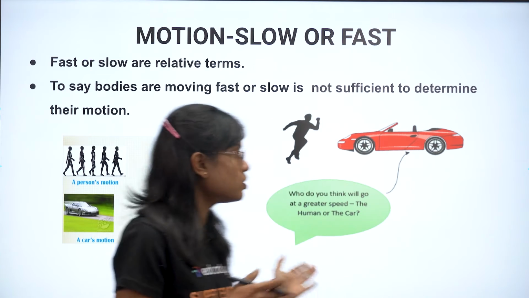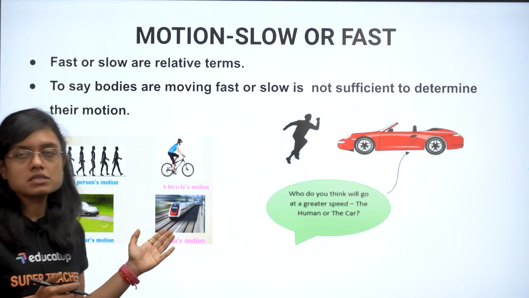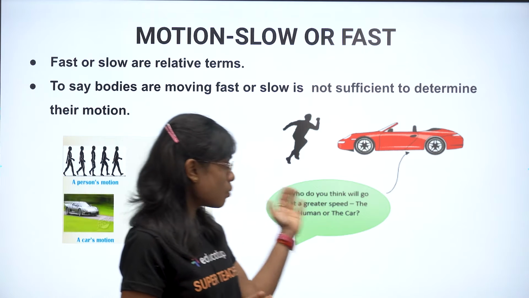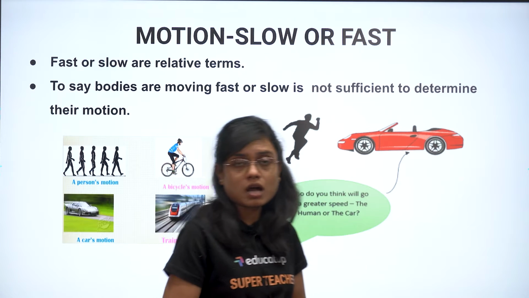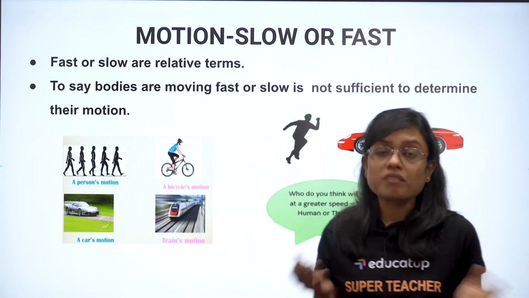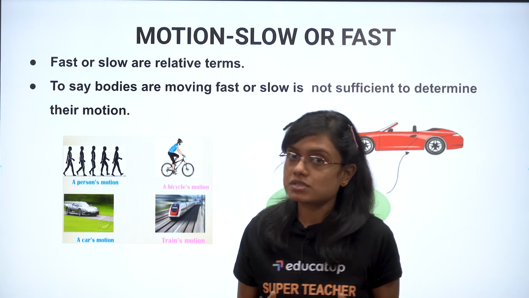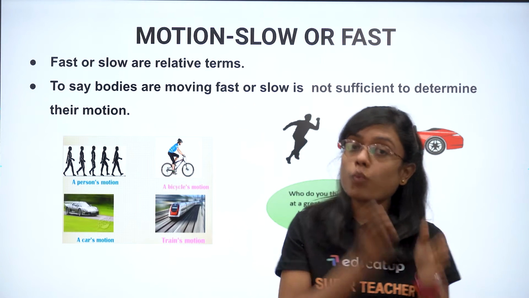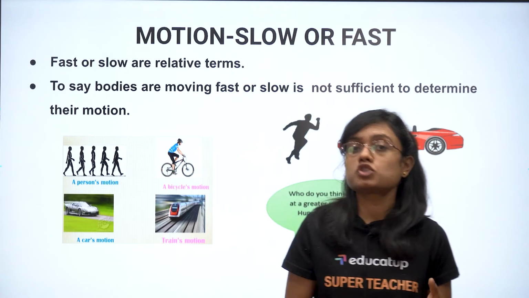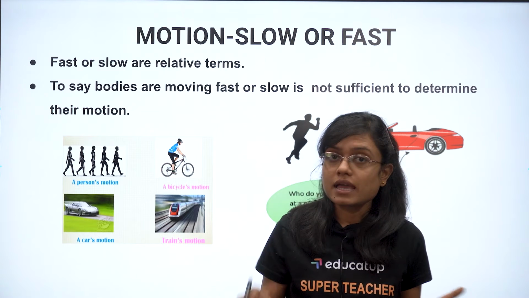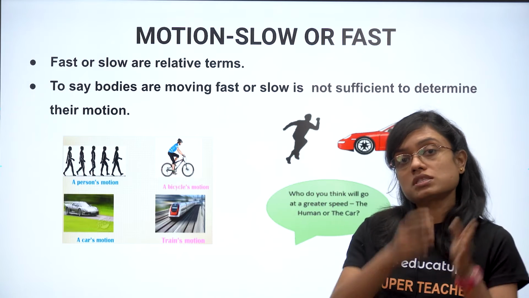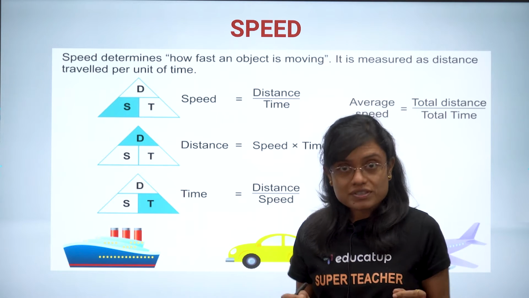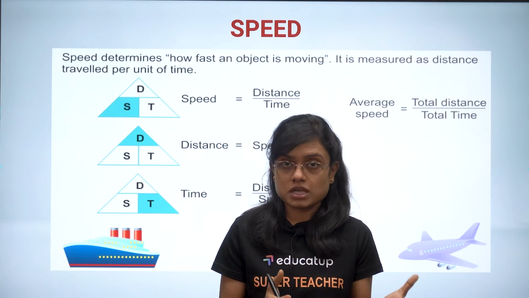Now, how can we decide whether a body is moving fast or slow? For example, just behind me on the screen, you can see a few examples: a person's motion and a bicycle's motion, a car's motion and a train's motion. Now, if I ask, who do you think will go at a greater speed, the car or the man? The answer will be the car. Obviously, a car moves faster in comparison to a human being, maybe walking, running, jogging. But how have we decided which body is showing a slow motion and which body is showing a fast motion? The parameter which decides whether a motion is slow or fast is speed, isn't it?